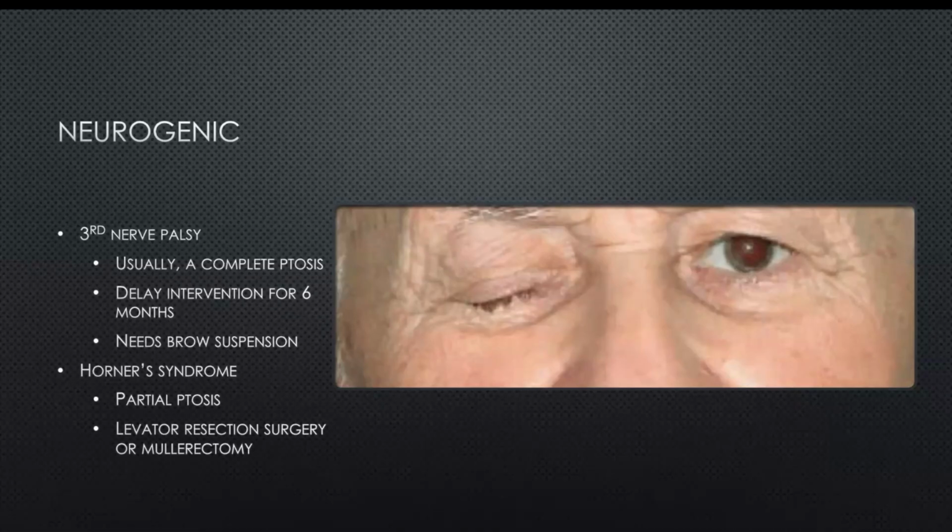Horner syndrome is typically a partial ptosis, and again, you can either do a levator resection or just a millerectomy, depending on how much you're trying to get back. Remember, a millerectomy is only going to give you about 2 millimeters of repair. So if you've got more than 1 or 2 millimeters of ptosis, you're going to need to do something a bit more than a millerectomy.